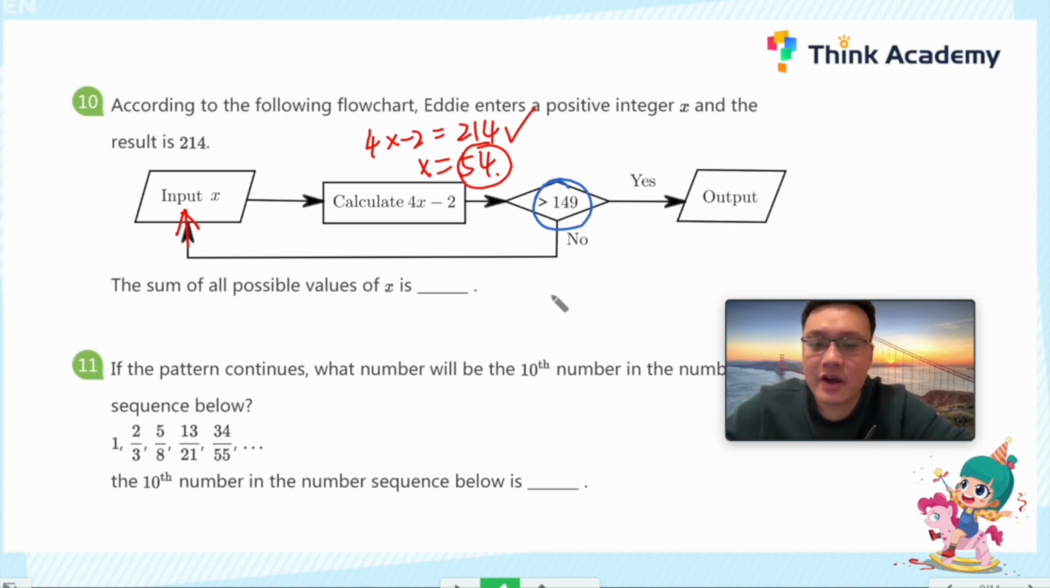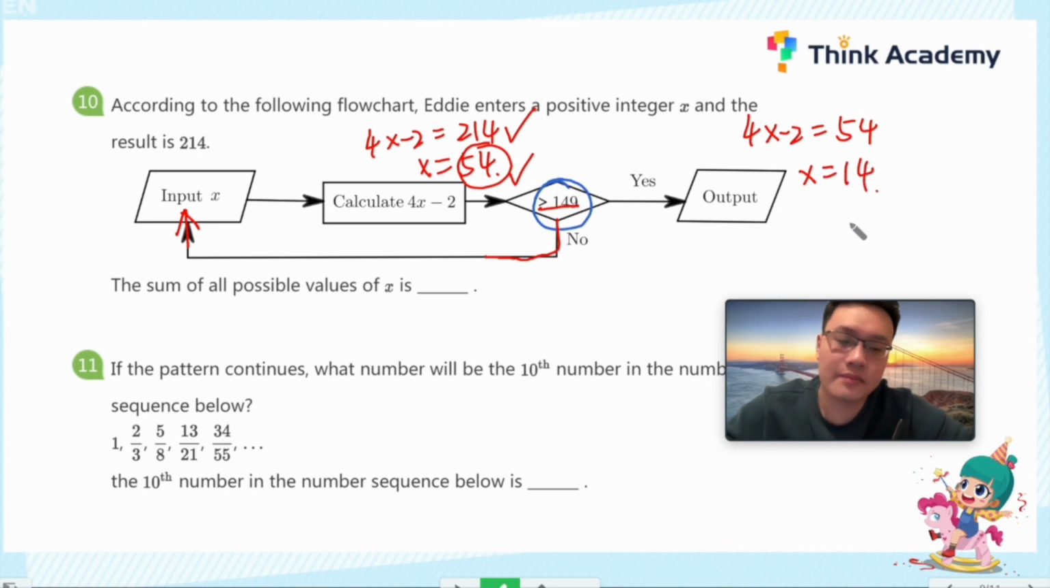But if I'm gonna play this functioning machine 2 times, it means that for the first round, my output is 54. And 54 is not greater than 149, so it's gonna go back to the input again. So that means 4x minus 2 equals 54, right? So you got a new input, 4x equals 56. Then you got x equals 14. That means if you input 14, the first round you got 54, and you see 54 is not greater than 149, so you're gonna input 54 again, and you're gonna get 214 as the final result. So you can still input 14, which is another input you can have.